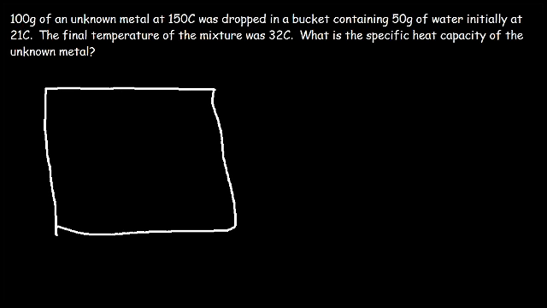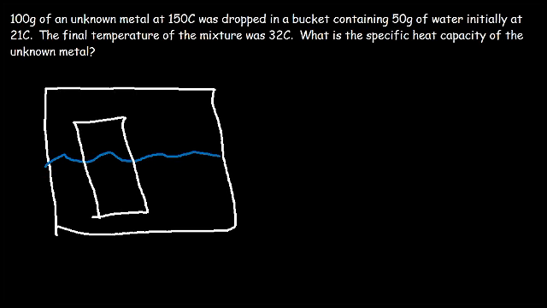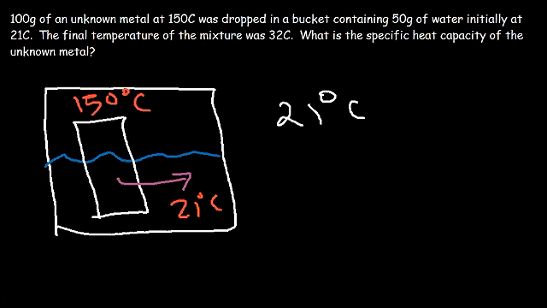So let's say we have a container with water, and let's say we drop a metal inside of it. Initially, the temperature of the metal is 150 degrees Celsius, and the temperature of the water is 21 degrees Celsius. Heat flows from hot to cold. So heat energy is going to leave the metal and transfer to the water. So the temperature of the water is going to go up. It rises from 21 degrees Celsius to 32 degrees Celsius.